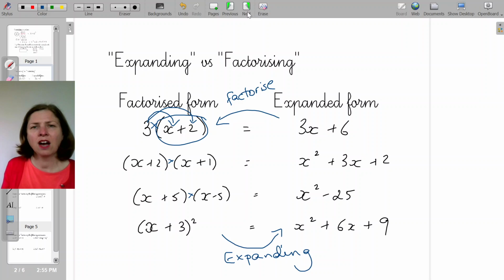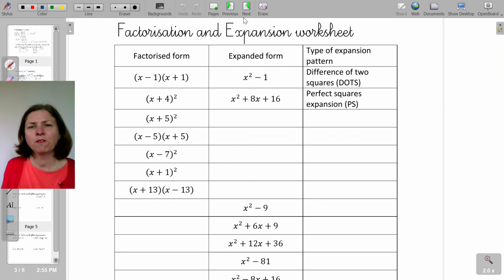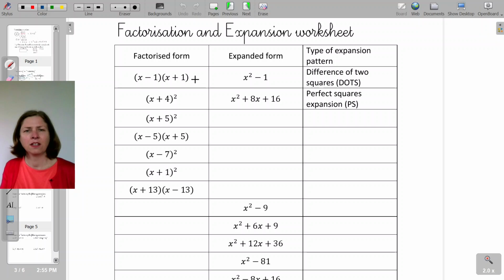So what we're going to start with is a little bit of revision. Here's an example. This is, if you remember, x minus 1 times x plus 1. This is a difference of 2 squares pattern. This is how it looks in factorised form, and this is how it looks in expanded form.